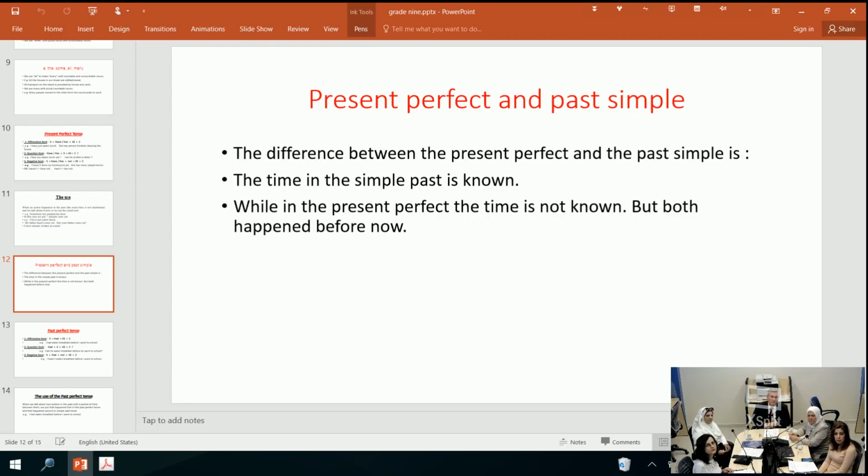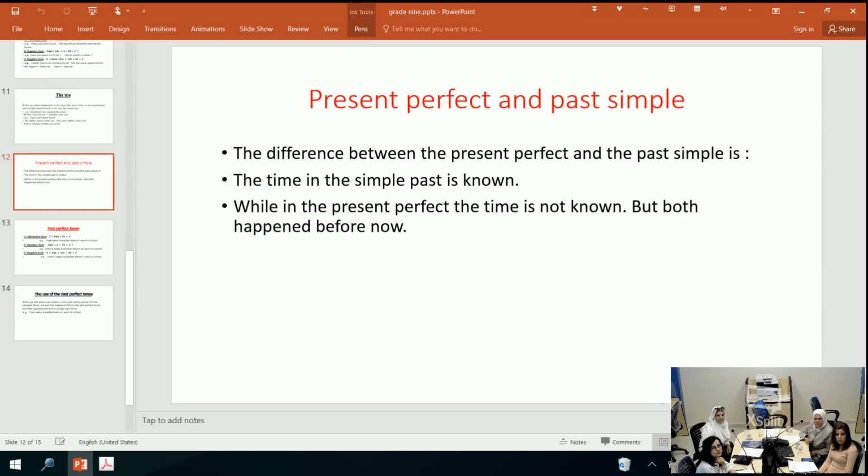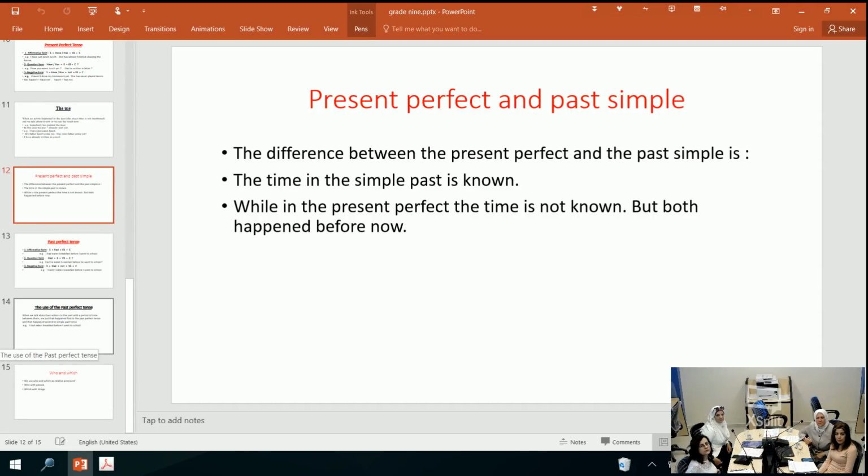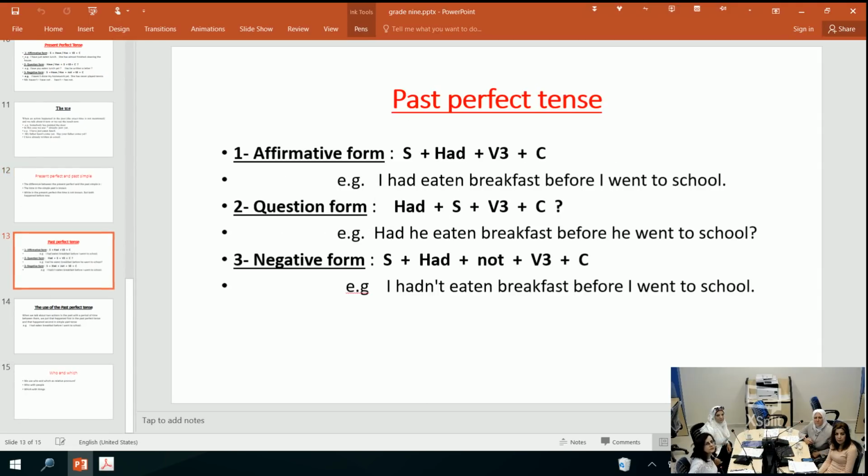We move to the following one. Past perfect tense. Miss Faizi, please start.